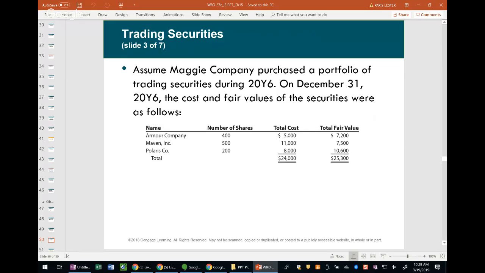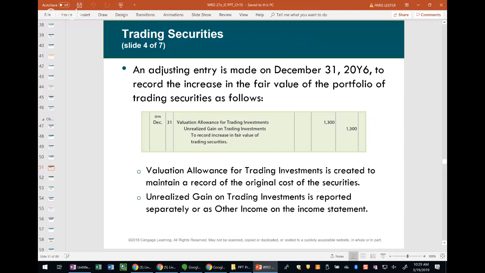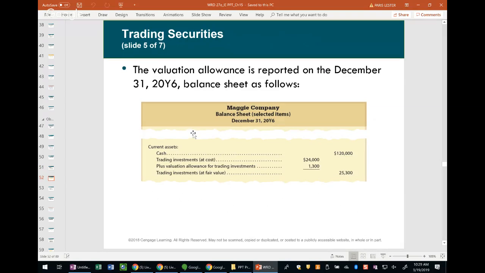All right. Here, if we sold everything today, we would definitely have a $1,300 profit. So now we're going to put valuation allowance, $1,300, and we're going to put unrealized gain because we're not selling. And on the balance sheet, we're putting cash, what we paid for our investment, and our valuation allowance of 13. We are showing on the balance sheet that we're worth 25.3 instead of 24.